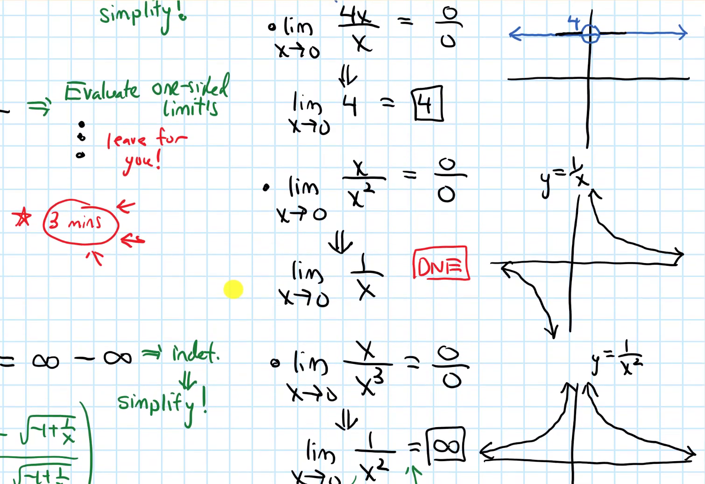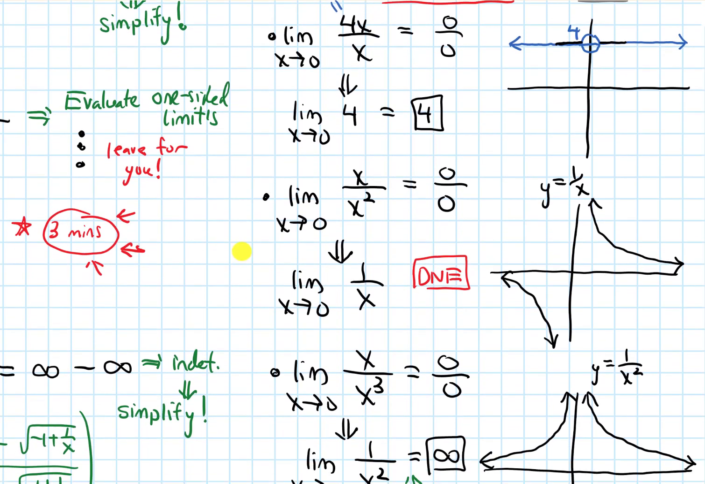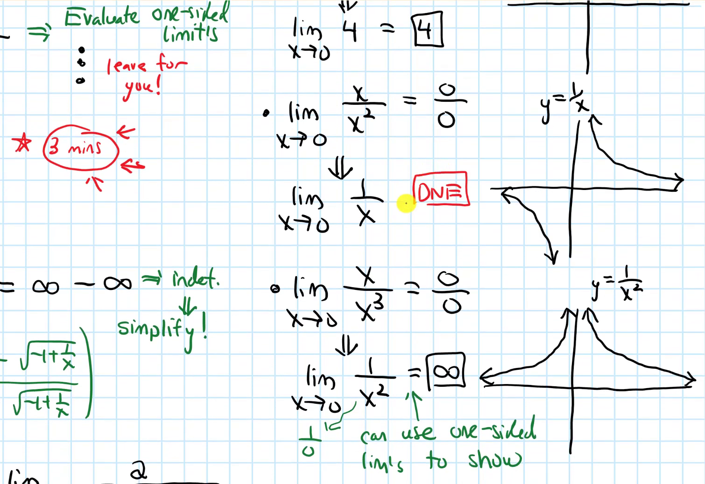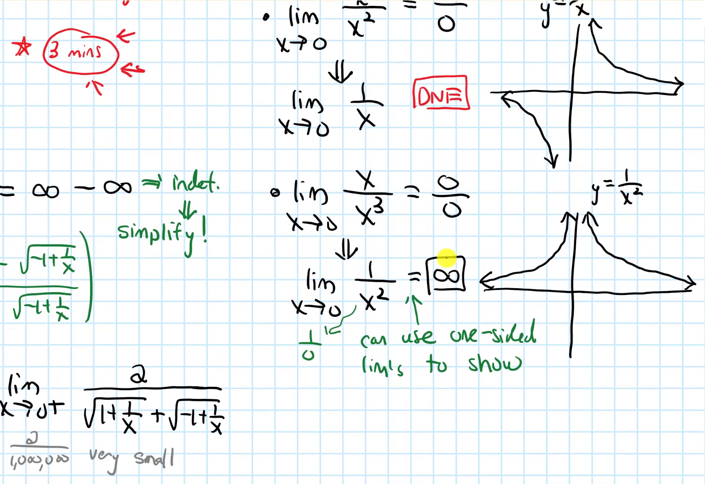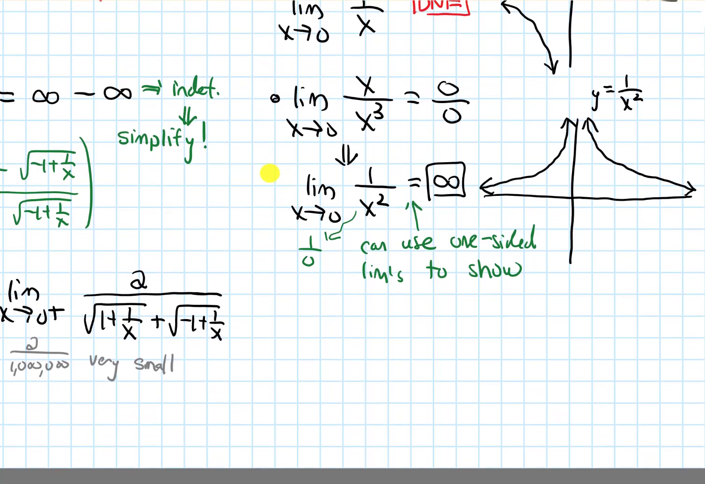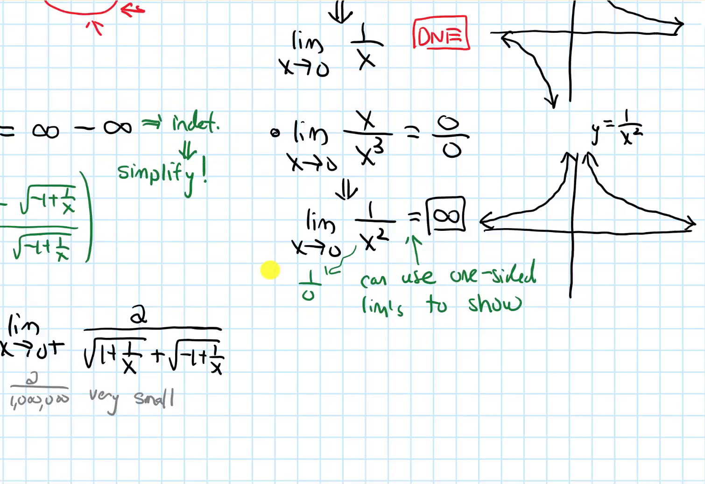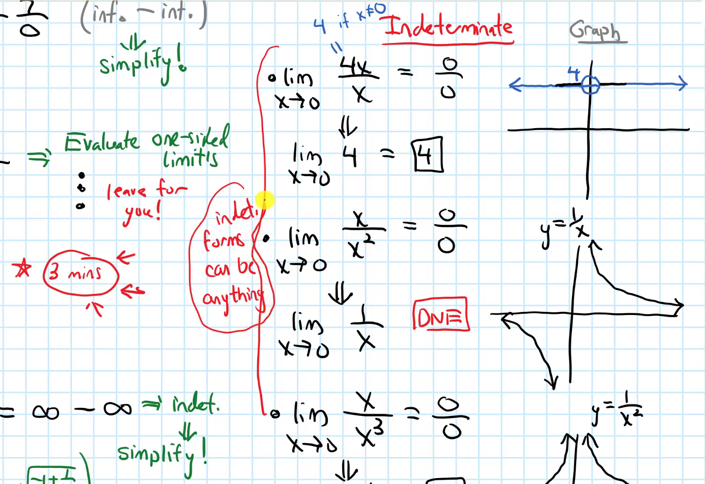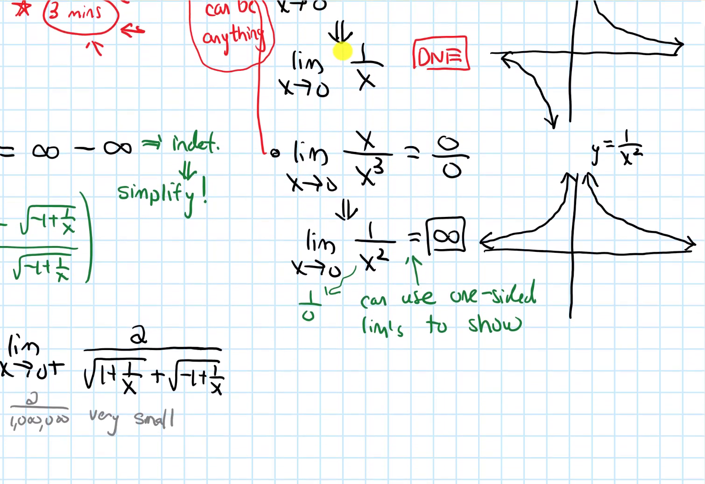So as we're seeing in these examples, indeterminate form limits can be finite numbers, like 4, like the first one was. They could be DNE, like the second one was. They could be infinity, or even negative infinity, if I just had a negative sign here. They could be anything, in fact. So let's write that down. That is a key observation. Indeterminate forms can be anything. We have to simplify a bit to know what it is, but we can make them be anything that we want.